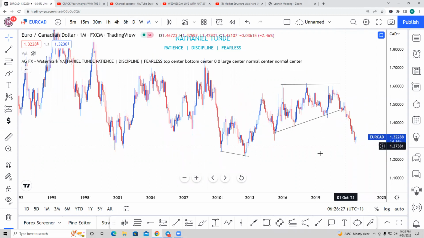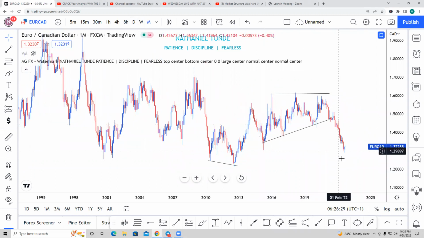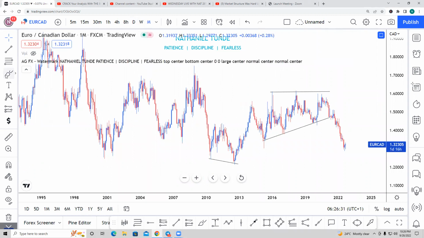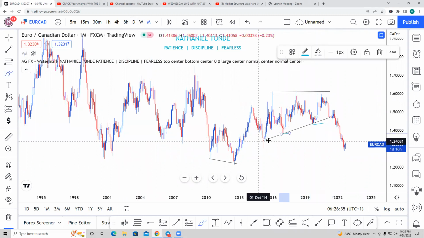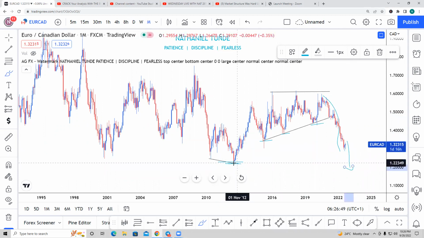All right, so looking at this pair from a monthly time frame, you will see that all this low here has been attacked. Okay, the market has moved down massively, but we still have this low that is left. So I am still of the opinion that EURCAD will still come down to attack this low before any reversal.